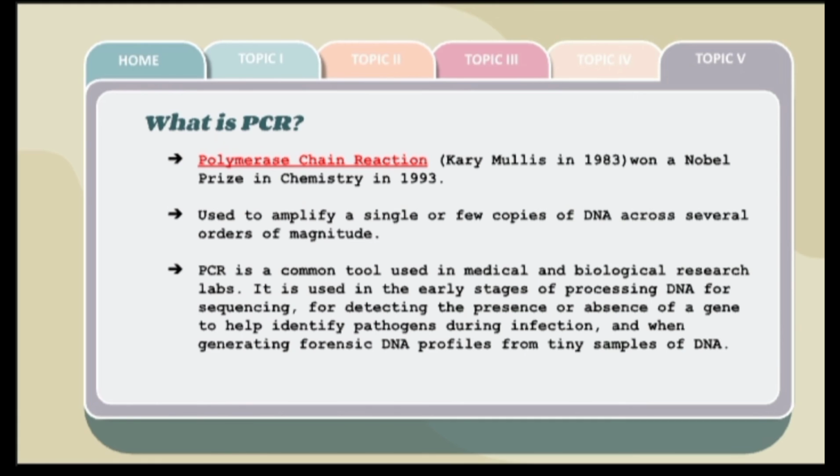PCR is used in molecular biology to make many copies, or amplify, small sections of DNA or a gene. Using PCR, it is possible to generate thousands to millions of copies of a particular section of DNA from a very small amount of DNA. PCR is a common tool used in medical and biological research labs.